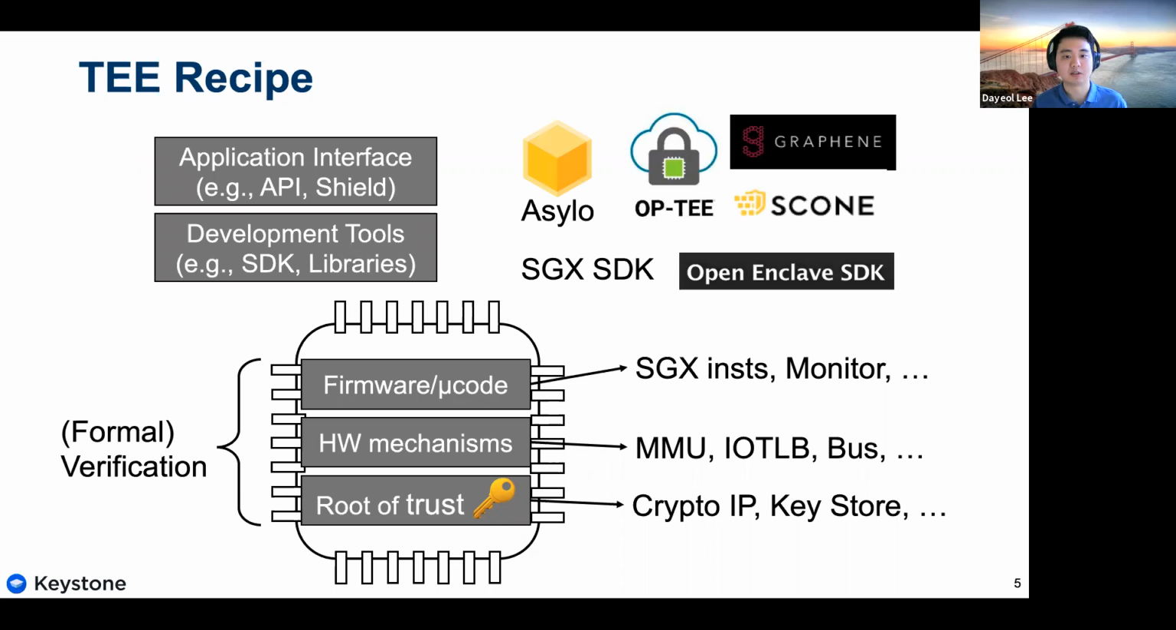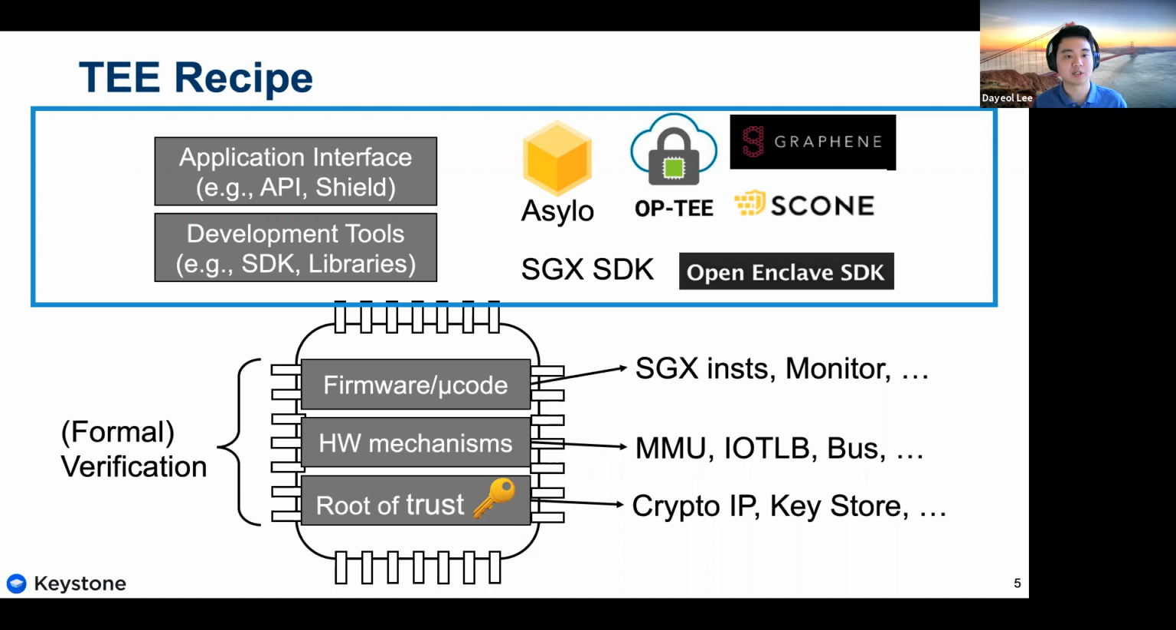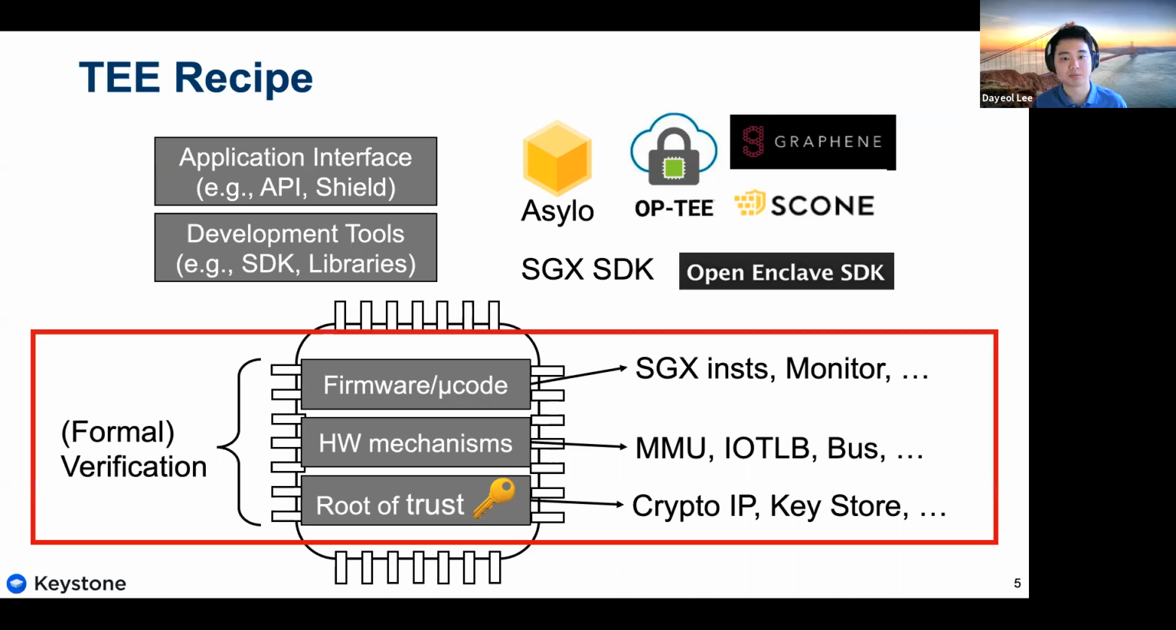Also, in order to seamlessly deploy these existing applications to TEE, you'll probably need a lot of software tools like SDKs and libraries. There are actually a lot of open source projects on the software side. For example, Google's Asylo for Intel SGX, OP-TEE for ARM TrustZone, and Graphene for Intel SGX, and so on. And a lot of them are already part of the Confidential Computing Consortium as well. However, one thing that you may notice is that there are only a few open source projects on the hardware side. I'll talk more about it.